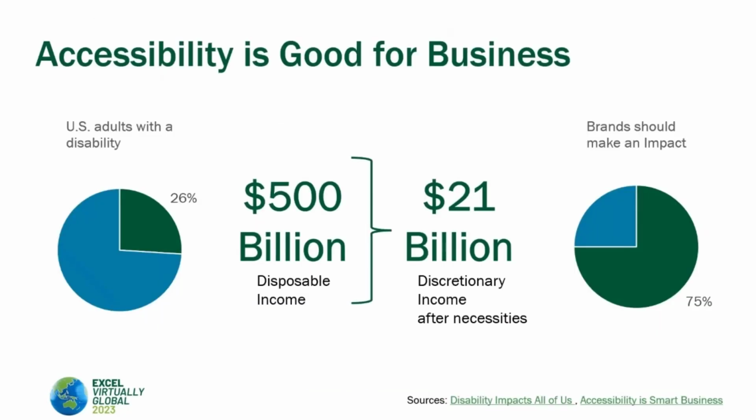Accessibility is good for business. In the United States, 26% of the population identifies as having a disability. That's more than 61 million Americans. That population is estimated to have $500 billion in disposable income, which equates to $21 billion in discretionary income after paying for necessities. That's more money than any other minority group, including African American and Hispanic markets combined.